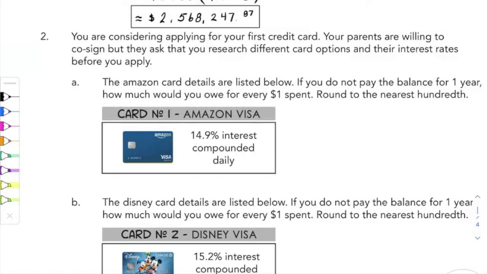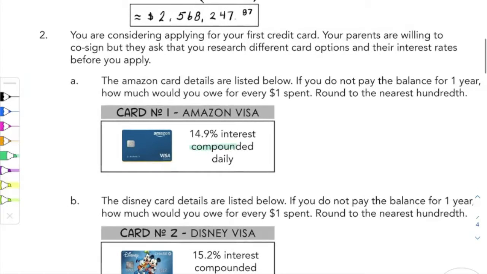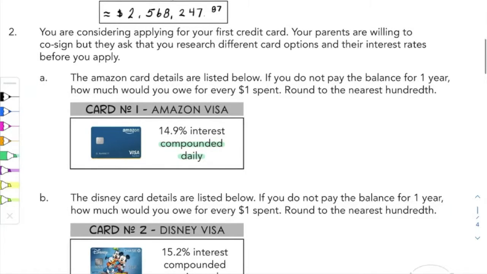Okay. The Amazon card tells us that it's compounded daily and that it has a 14.9% interest rate. So we are going to use our function for compounded daily, which is P multiplied by 1 plus the rate over the number of times compounded, raised to the number of times compounded times the time. It's the same equation we used in number 1, but because it's compounded daily, the n value is going to be 365.